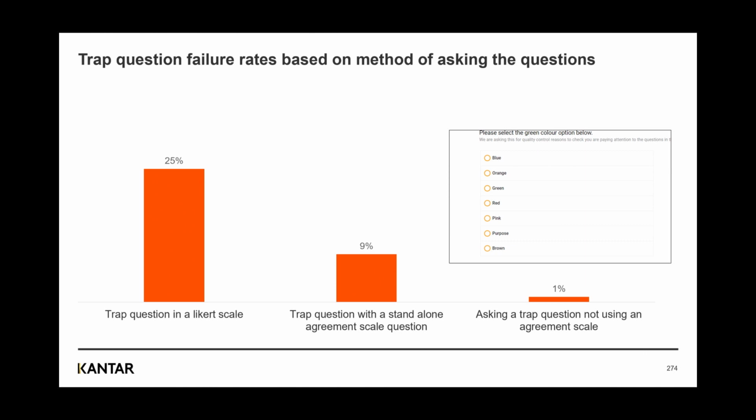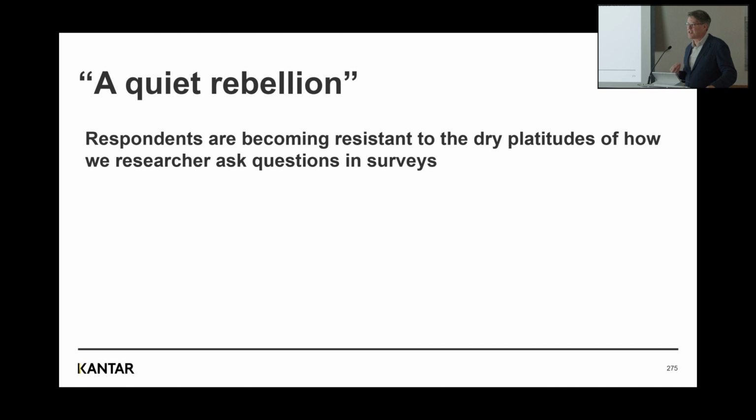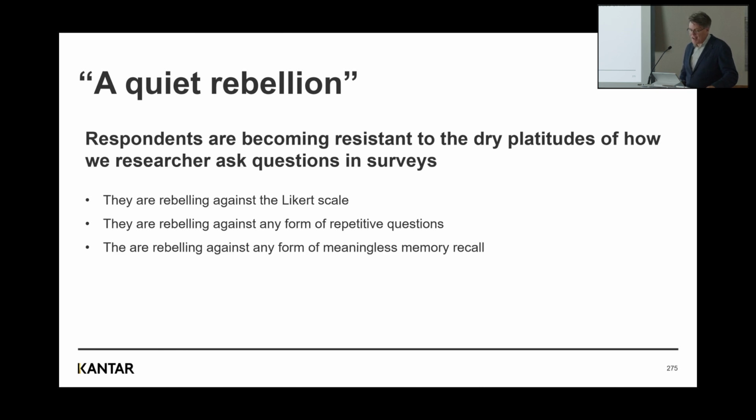So what I conclude from that is that the problem is with the boring question, not with the respondent not paying attention. If you ask them a decent question, in this experiment, I took all the people from the 25% group who failed the trap question, and then asked them a quite interesting open end about their favourite films. I'm getting up to 70% of those people giving a really good, fulsome open-ended response. So my point is that so much of this problem is in our hands as market researchers to fix by making surveys less boring. There's a sort of quiet rebellion going on amongst panelists. Respondents are becoming resistant to the really dry platitudes of research that we ask them. They're rebelling against Likerts, against any form of repetition, against meaningless memory recall, and against questions they perceive as annoying.